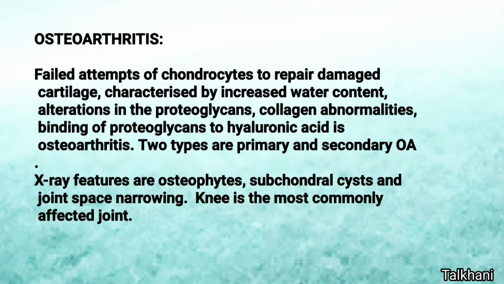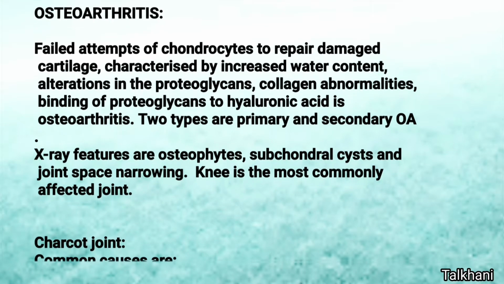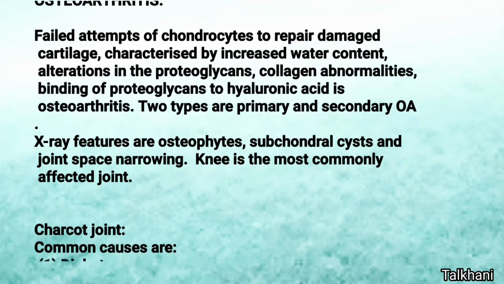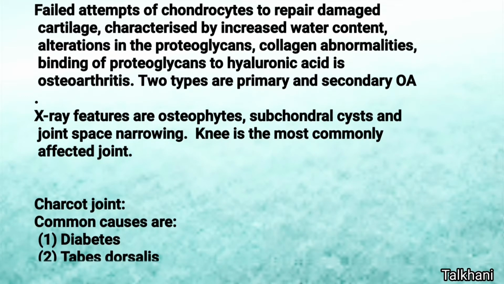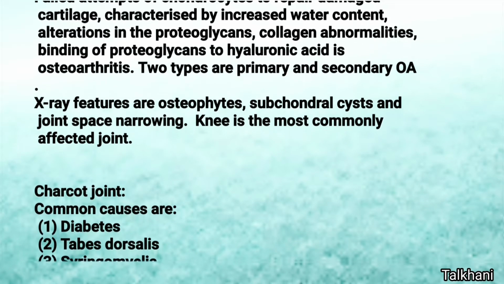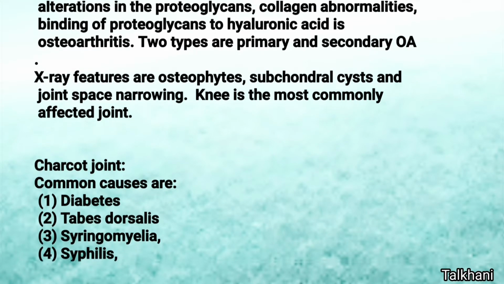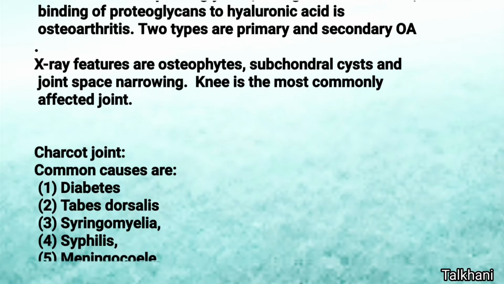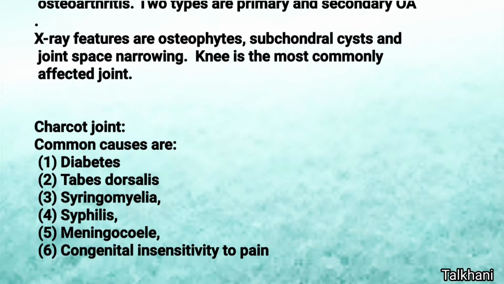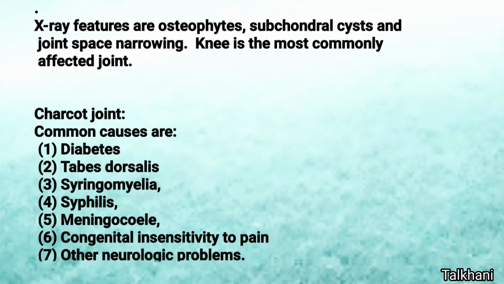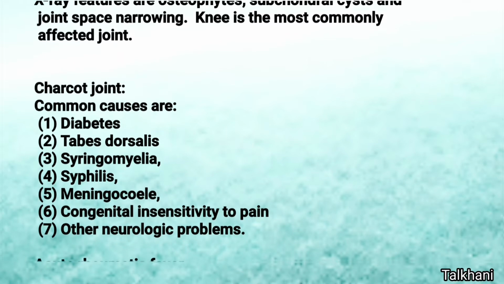5 major and 5 minor criteria are described. 2 major criteria or 1 major and 2 minor criteria are necessary to diagnose rheumatic fever. 5 major criteria are carditis, polyarthritis, chorea, erythema marginatum, subcutaneous nodules. 5 minor criteria are fever, arthralgia, previous rheumatic fever, elevated ESR, prolonged PR interval on ECG.